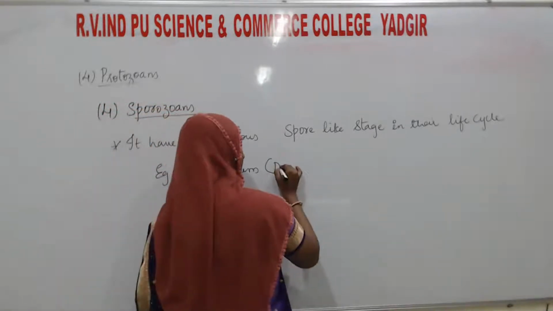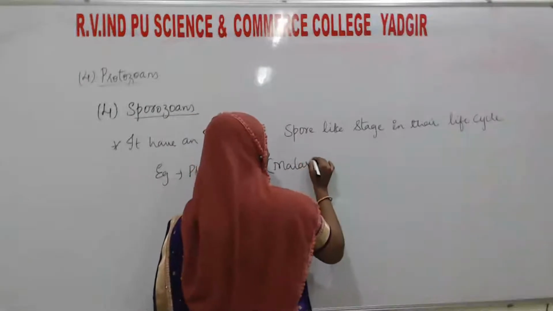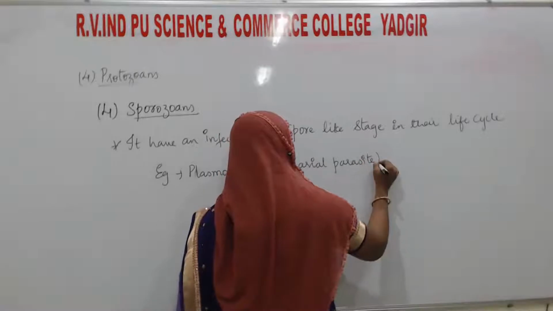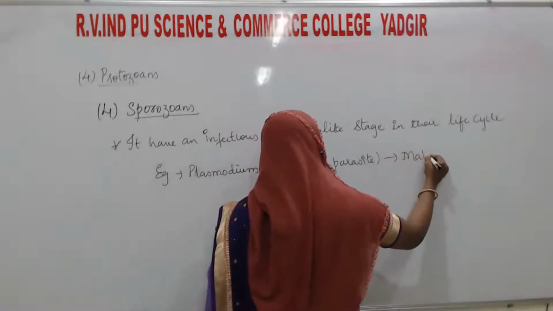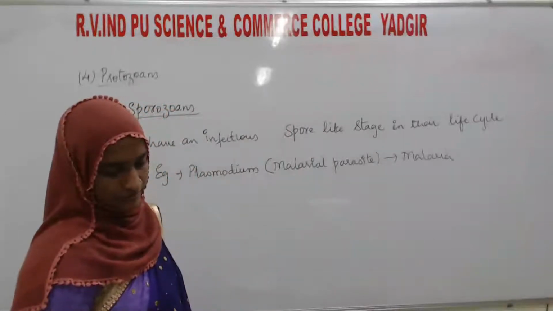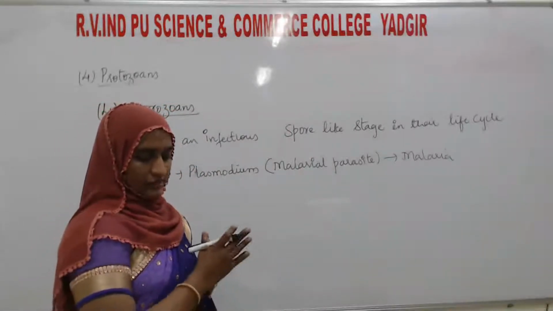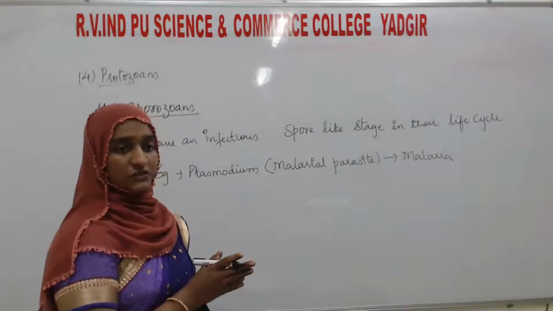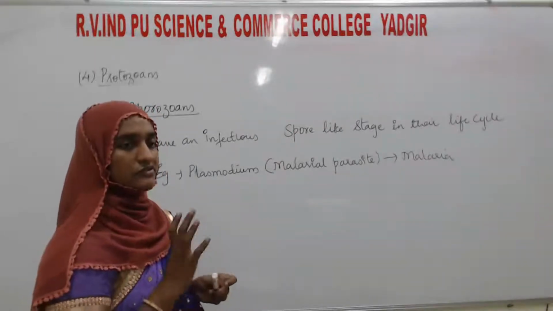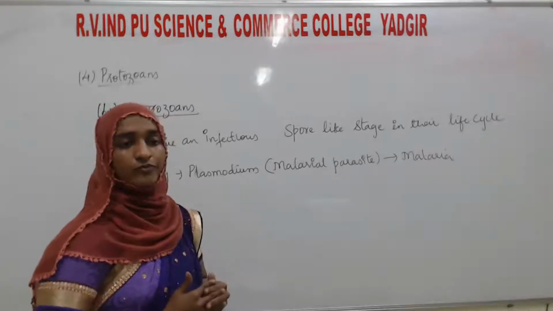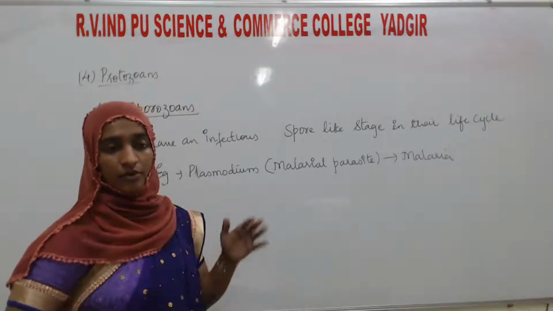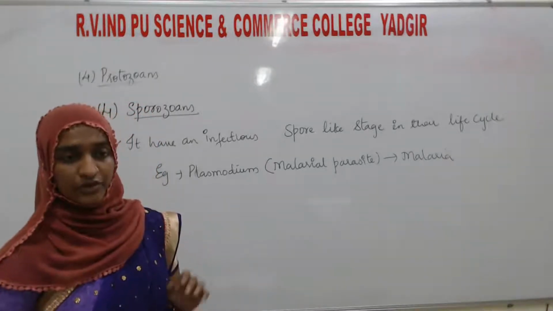The malarial parasite which causes malaria in human beings. It is one of the most dangerous diseases, affecting a high number of the human population. So this is about the four groups of protozoans, and we also talked about all the groups of Protista, kingdom Protista.